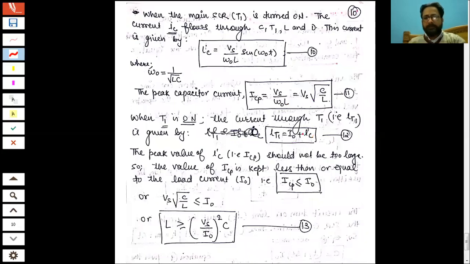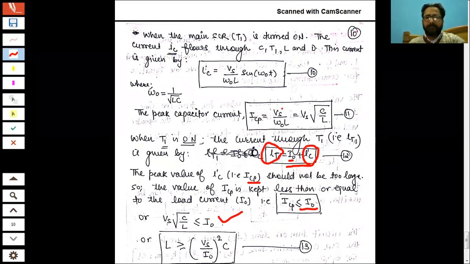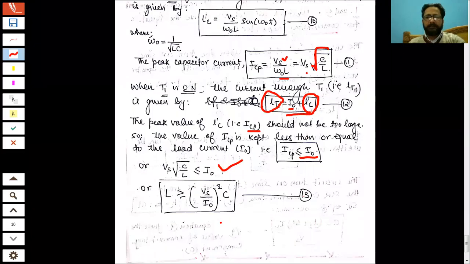The value of IC, यानी कि पीक वैल्यू ऑफ IC which is ICP, वो ज्यादा नहीं होनी चाहिए, और उसकी वैल्यू को जनरली हम लोड करंट से कम रखते हैं ताकि IT1 बहुत ज्यादा एक्सीड ना कर जाए। सो let us say ICP is less than or equal to I naught. सो फ्रॉम हियर वी हैव, और ICP किसके बराबर है, पीक वैल्यू Vs बाय ओमेगा नोट L या Vs अंडर रूट C बाय L की। तो जब हमने उसको यहाँ रखा और इसको रीअरेंज किया, तो हमारे पास L की वैल्यू है, L should be greater than or equal to Vs by I naught square C.